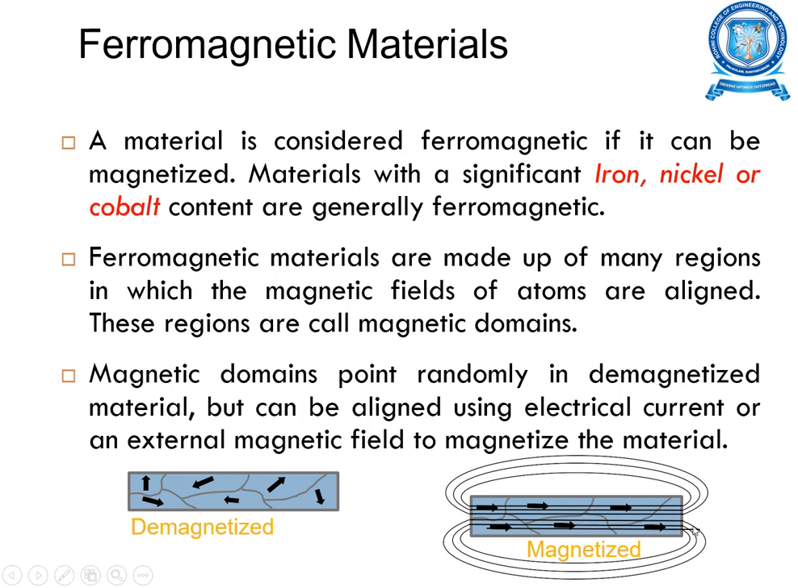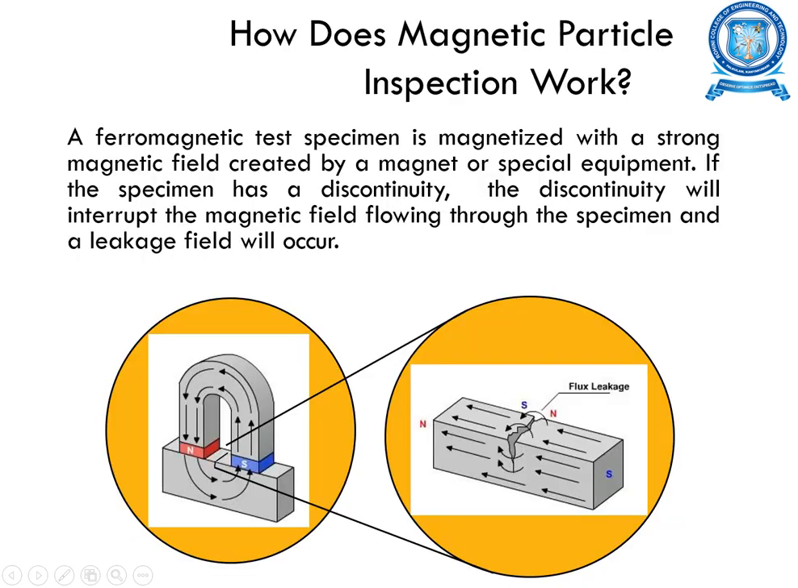So to magnetize the material, you require an electrical current or an external magnetic field. Once the material is magnetized, you can see the magnetic lines moving in a circular loop without any breakage or interruption. They don't cross over. So how does a magnetic particle inspection work?